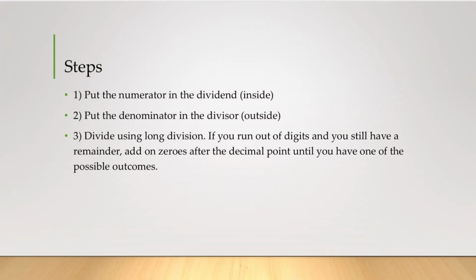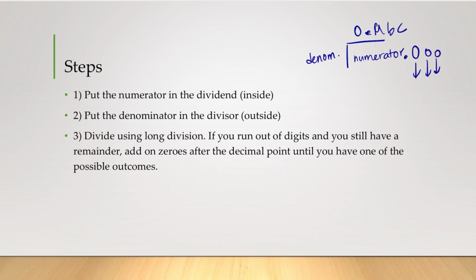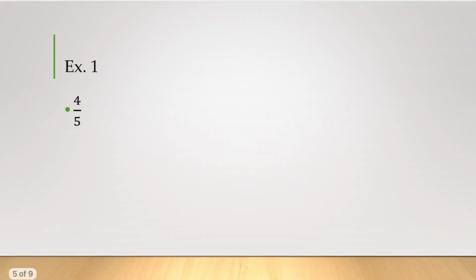So the steps really are, we're going to put the numerator, or the top, inside. So we'll put the numerator in here. We'll put the denominator out here, and then you're going to divide it. You're probably going to run out of spaces because you're going to have a remainder, and so then you just put a decimal point here, and then you keep bringing down zeros after that. So then you'll have A, B, C, etc. So let's do some examples, because these steps will make a lot more sense as we show examples.